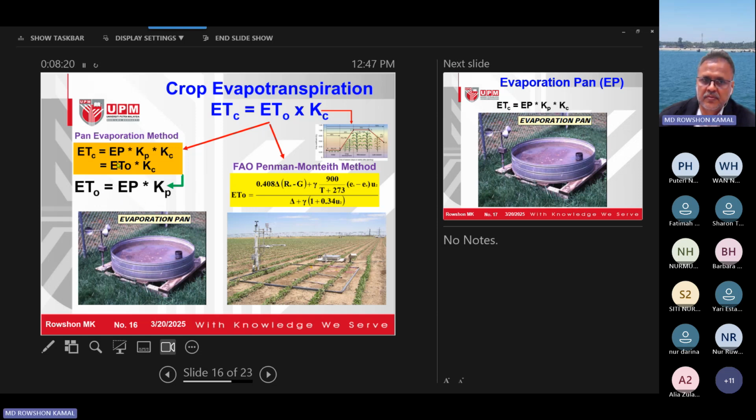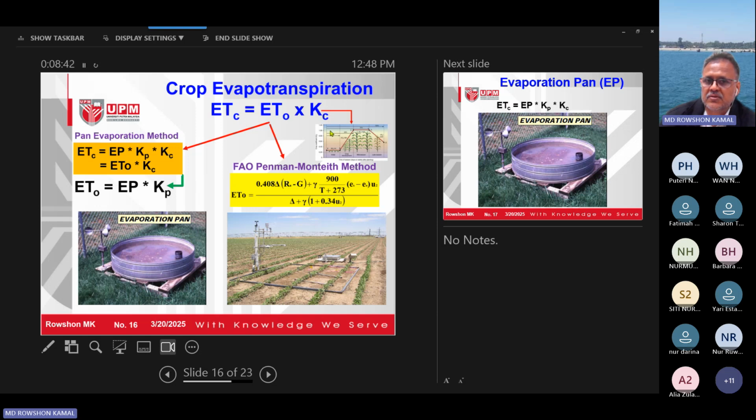Then you can find the ETO and put it here. ETC equals ETO multiplied by Kc. But when you use pan evaporation, you don't need the temperature, you don't need the relative humidity. You just need the pan evaporation, the depth of water, meaning how much water is lost from this pan.